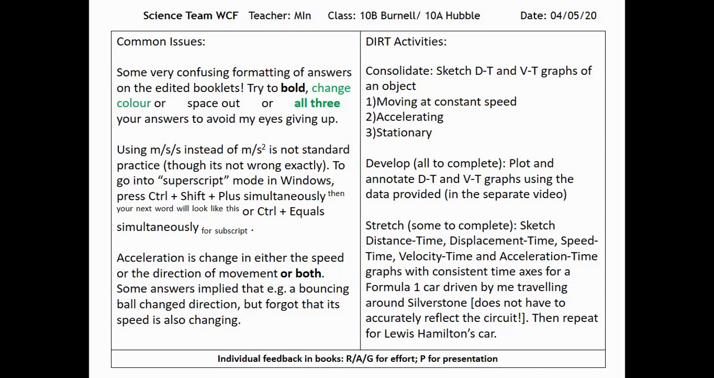Okay, for the consolidate activities. If you haven't completed all of the work from the last 2 weeks, I feel like there's some really basic ideas that we have to be able to do. So I'd like you to research and then sketch a distance time and velocity time graph of an object in these 3 different situations: moving at constant speed, accelerating, and stationary. So that's 6 graphs in total. And try to lay it out so that you can see the similarities and differences between the distance time and velocity time graph for the 3 different objects.